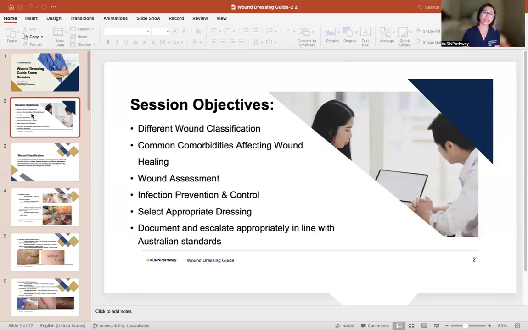What are the comorbidities that affect wound healing, and your wound assessment, of course, very important whenever we do a wound, and the infection prevention and control that you need to be observing when you do your wound dressing. We're going to look into the appropriate dressing as well, and the documentation and when to escalate in line with the Australian and New Zealand healthcare standards.